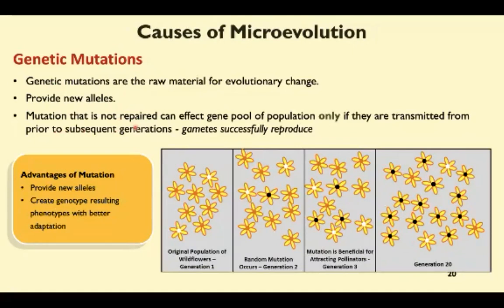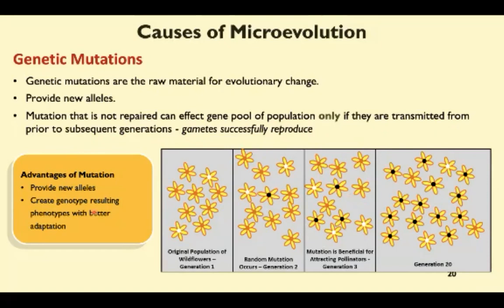Mutation that is not repaired can affect gene pool of population only if they are transmitted from prior to subsequent generation. So the gametes must be successfully reproduced in order for it to cause evolution. Kalau setakat dekat generation 1 sahaja, it is not called evolution sebab dia tak pass down to generation.